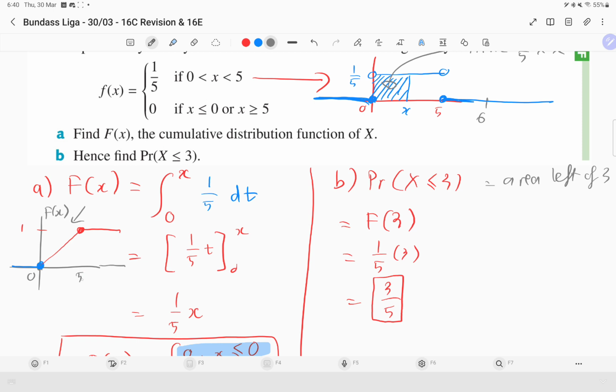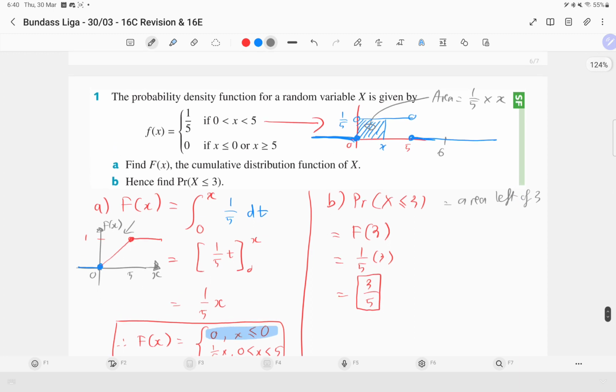After the x value of 5, you've already covered all the area to the left of the function, so it should just be 1. It can't get more than 1, because remember, the area represents the probability, and probability cannot exceed 100%. That's why the maximum is 1 after the maximum limit. Make sense? Okay, did you get 3 over 5 for question B? Good. So question 1 is the easiest one.